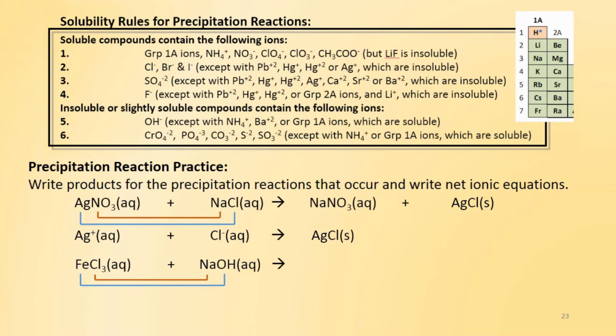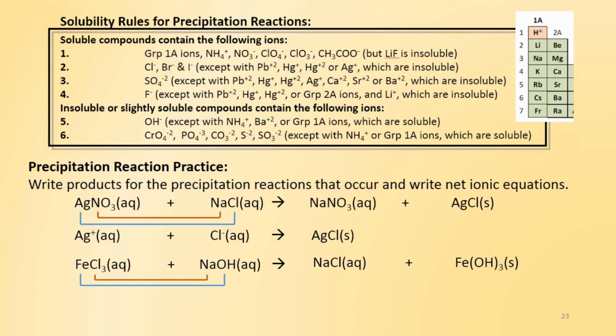Let's try one more. Iron 3 chloride aqueous combined with sodium hydroxide aqueous. Let's exchange ions. The inner brown line connects sodium and chloride, and we know that sodium chloride is soluble. What about iron 3 ion and hydroxide ion? Well, rule number 5 tells us that all hydroxides are insoluble unless hydroxide is combined with ammonium, barium, or group 1A ions. Well, iron 3 is not one of those exceptions, and so iron 3 hydroxide is indeed insoluble. So we can write for products sodium chloride and iron 3 hydroxide solid.